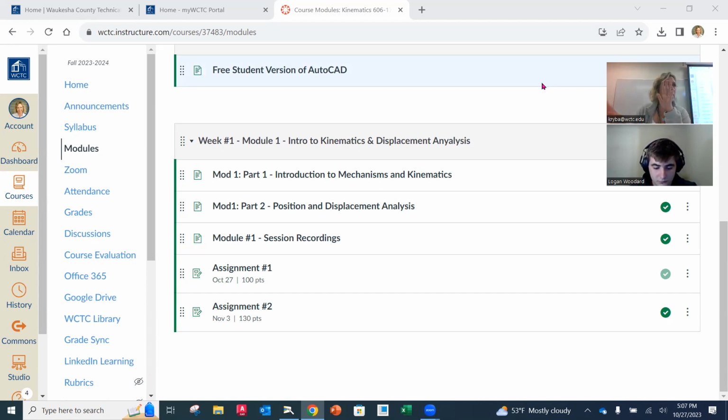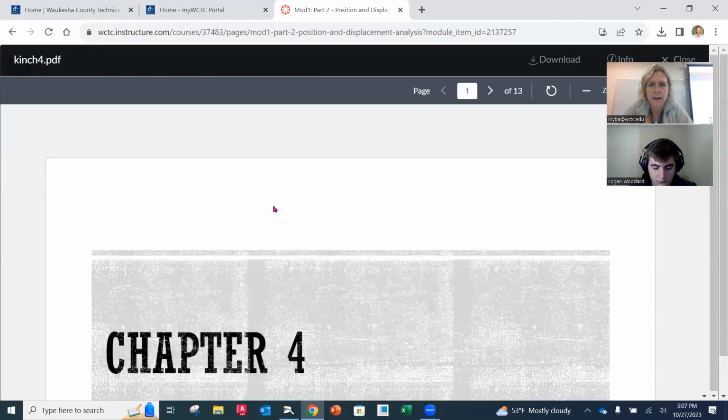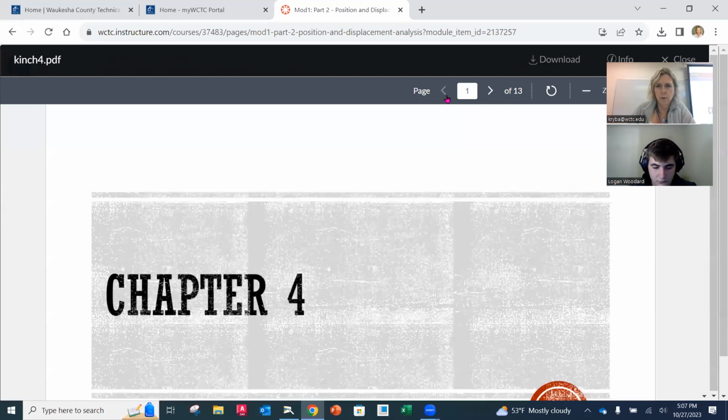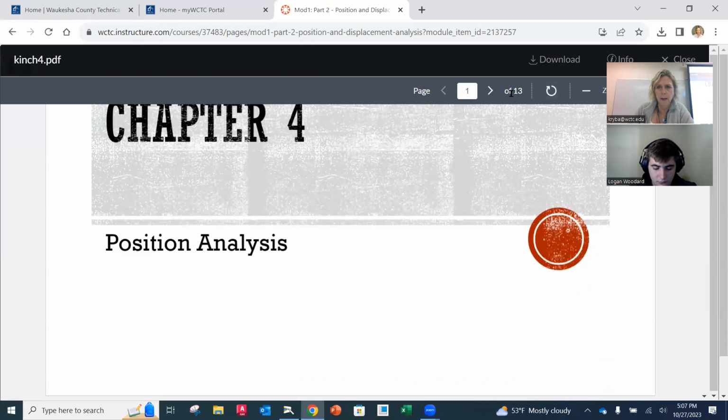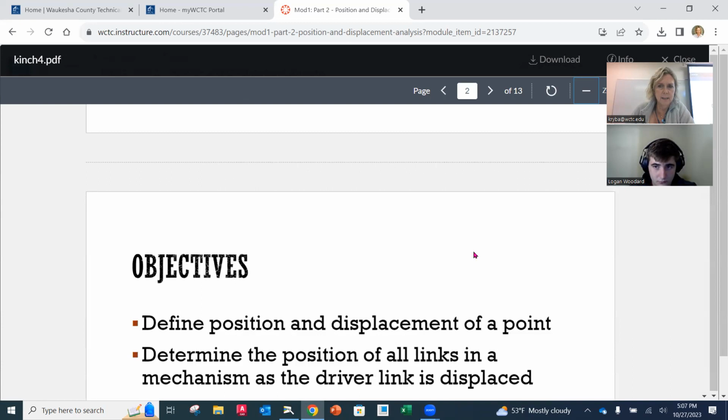We're going to skip over those 2 chapters. We'll come back to 3 in our next module. But for right now, we're going to look at chapter number 4. So that's going to be what's here. When we go in here, you're going to notice that there's a PowerPoint, and we're going to start there and then work through our chapter. So chapter 4 in our book starts on page 72 in our kinematics book, and it's going to be on position and displacement analysis.